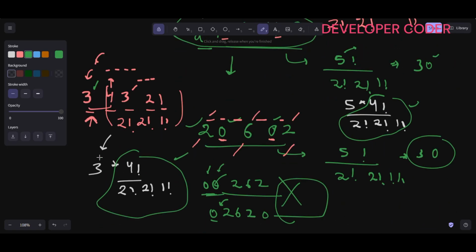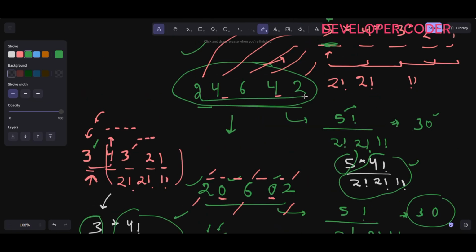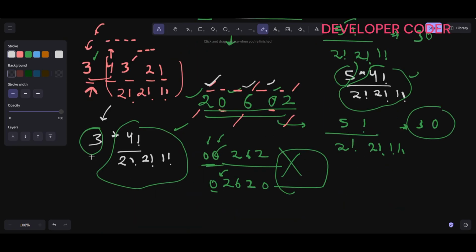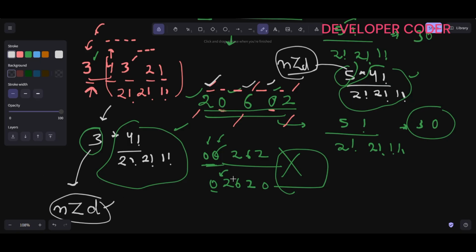So in general, what I can say is that this 5 is nothing but the non-zero digits here, and this 3 is nothing but the non-zero digits here. So I will just calculate the non-zero digits. I will use one variable, and you can give any name to that variable. I will say non-zero digits, nzd. What is this nzd? nzd is nothing but non-zero digits. And then the same formula. Clear, done. That's it.